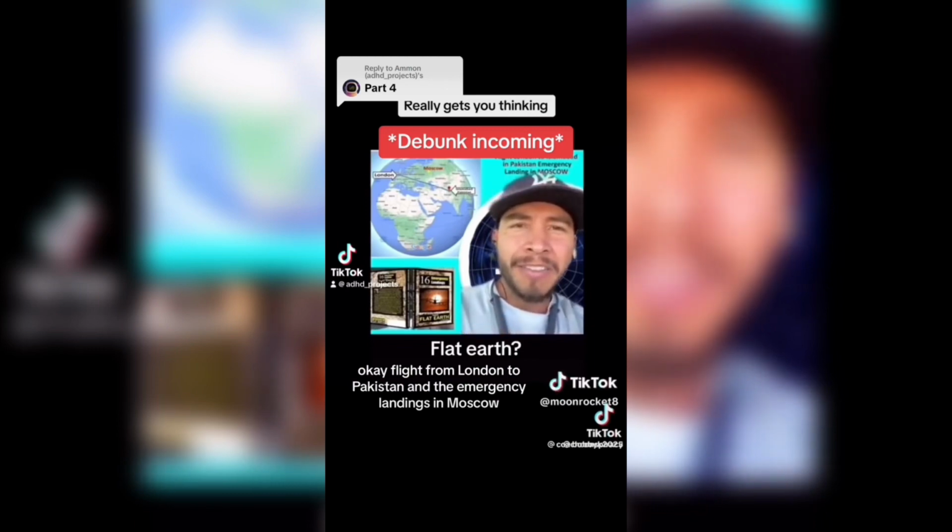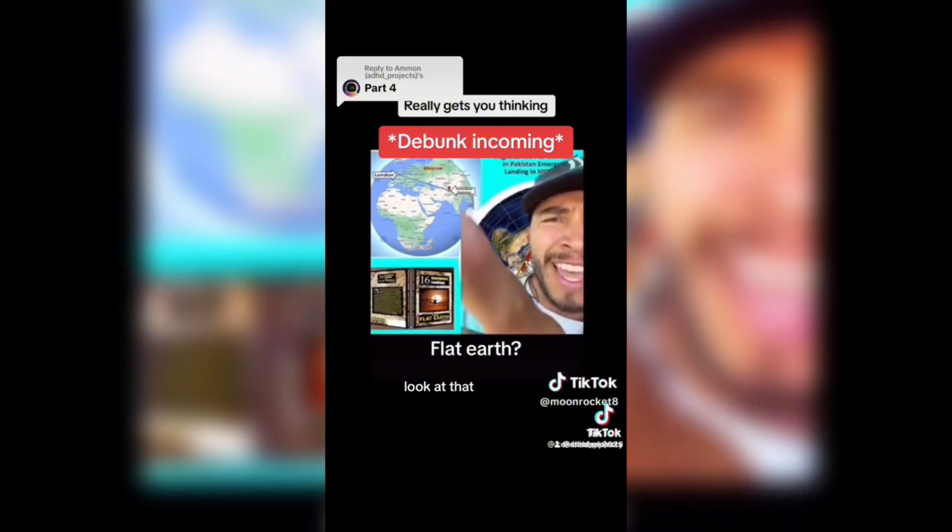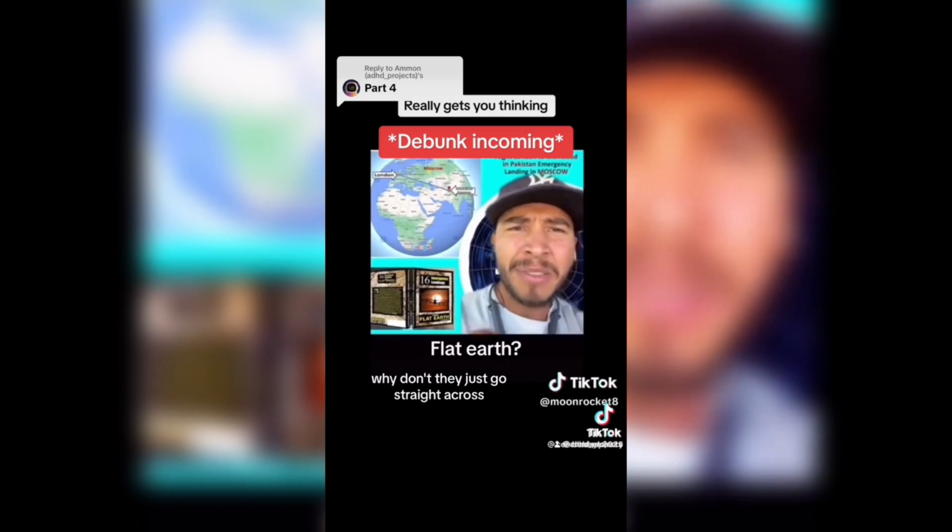Okay. Flight from London to Pakistan, and the emergency landing in Moscow. Look at that. Why don't they just go straight across?